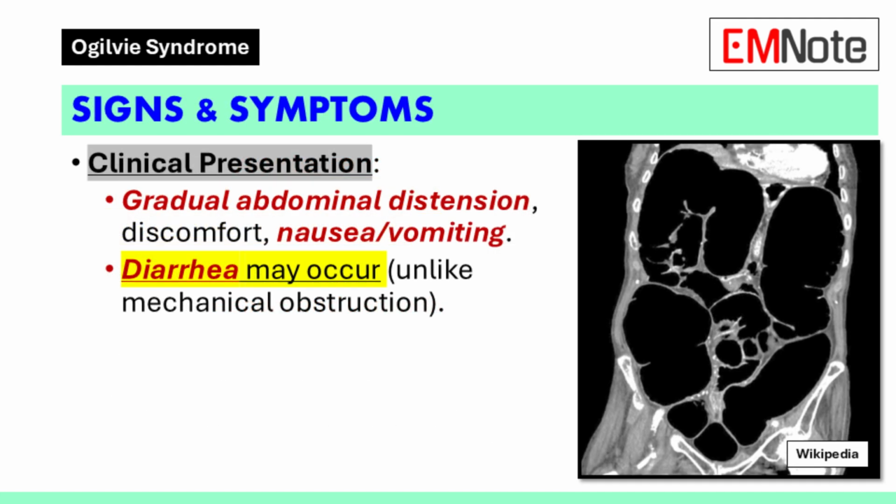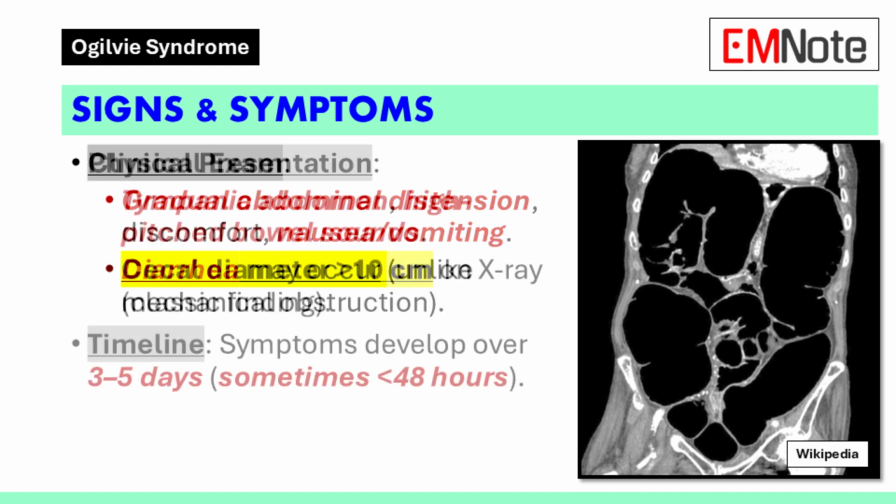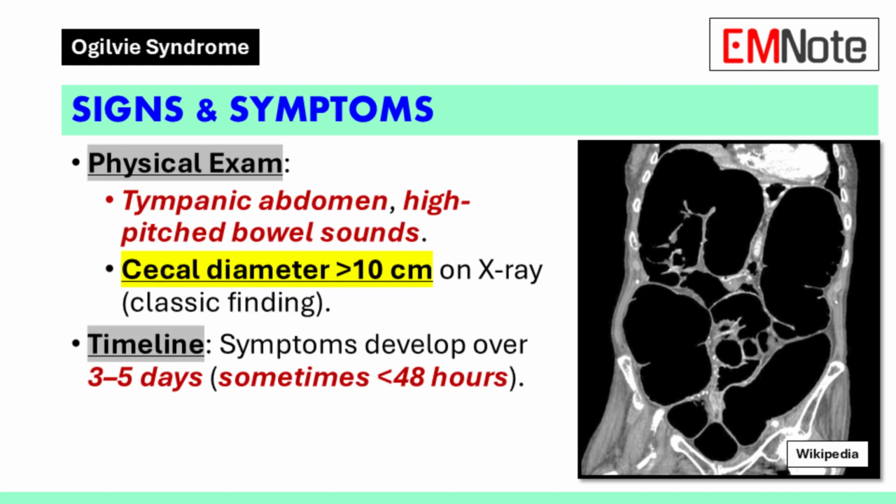Signs and symptoms. Patients with Ogilvie syndrome typically present with gradually worsening abdominal distension and varying degrees of abdominal discomfort. Nausea and vomiting are common symptoms. While constipation is often associated with bowel obstruction, many patients with Ogilvie syndrome may continue to have some bowel function, and diarrhea can occur. On physical examination, abdominal distension is consistently observed.